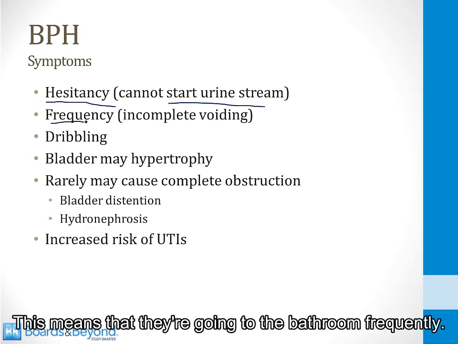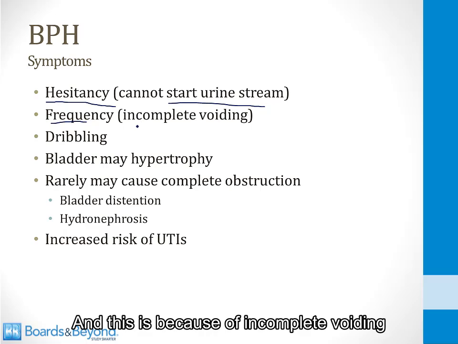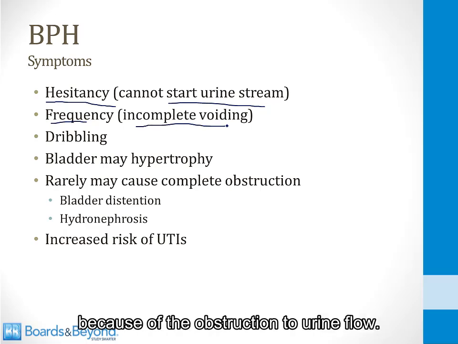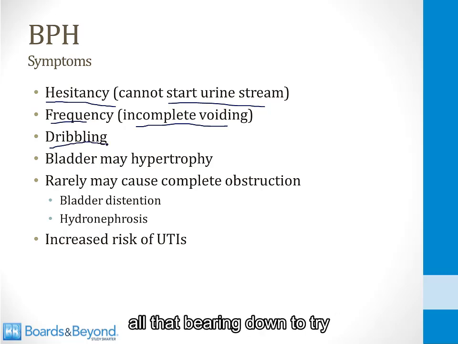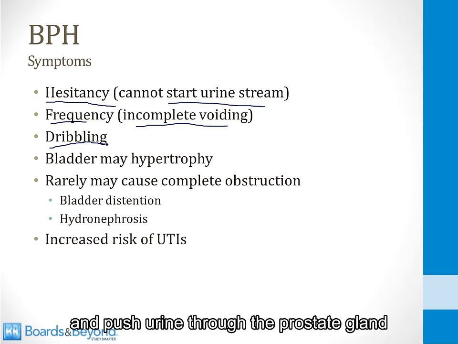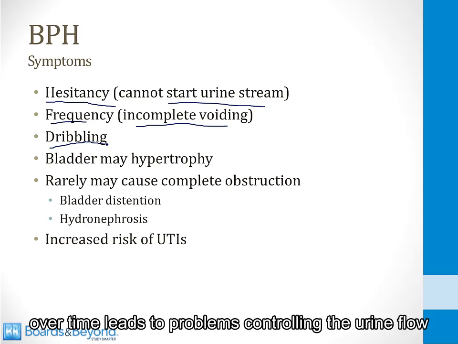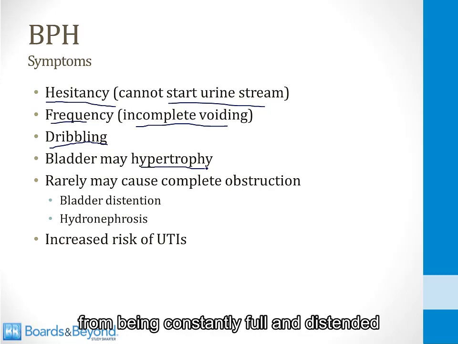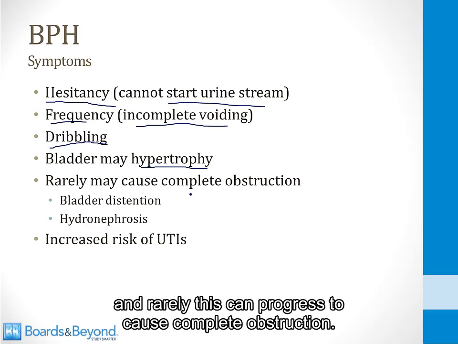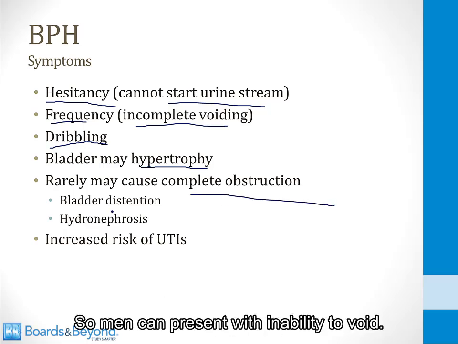This means that they're going to the bathroom frequently, and this is because of incomplete voiding because of the obstruction to urine flow. Many men also develop dribbling of urine. All that bearing down to try and push urine through the prostate gland over time leads to problem controlling the urine flow, and men can have dribbling of urine. The bladder may hypertrophy over time from being constantly full and distended, and rarely this can progress to cause complete obstruction, so men can present with inability to void.